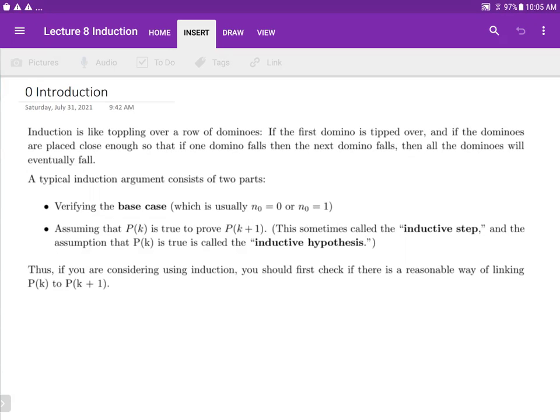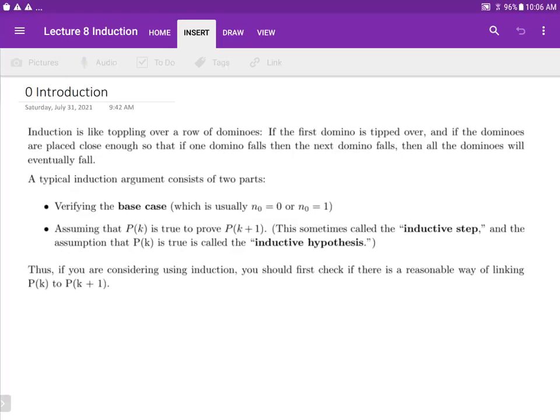So the base case is like the first domino in the domino analogy, and this is usually n sub 0, which basically the base case number is 0 or 1. But on the other hand, it could also be not 0 or 1. It just depends case by case, but most often it's 0 or 1.